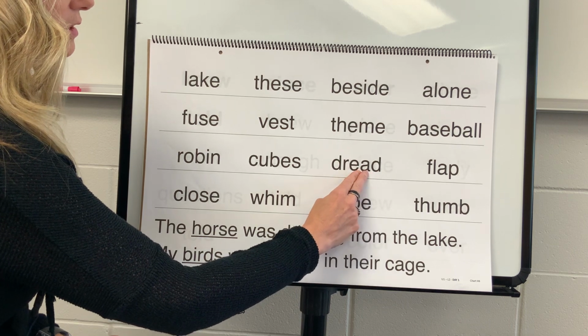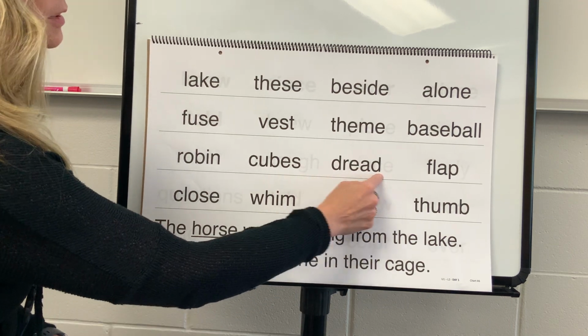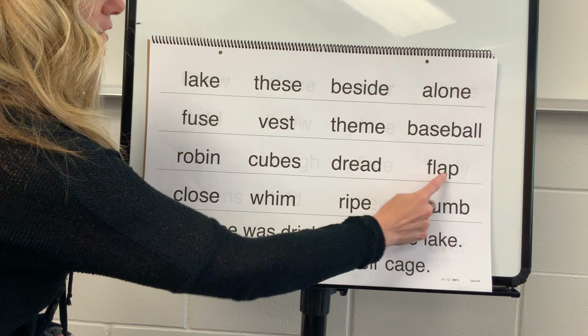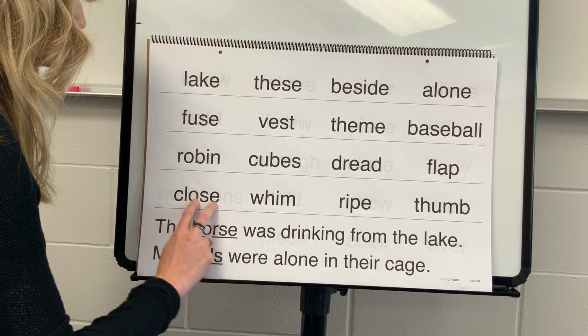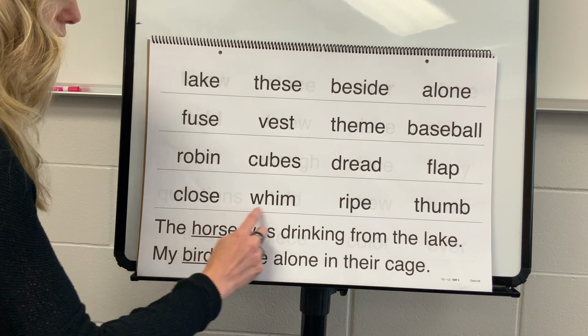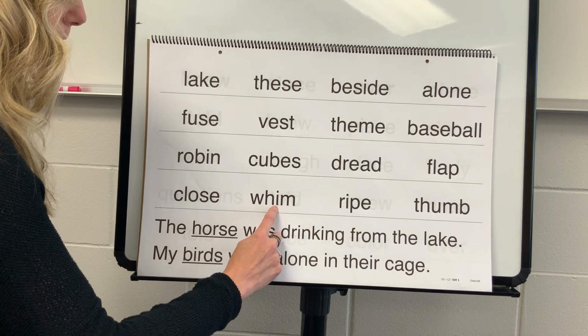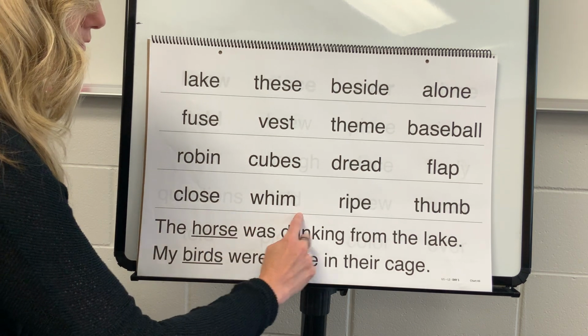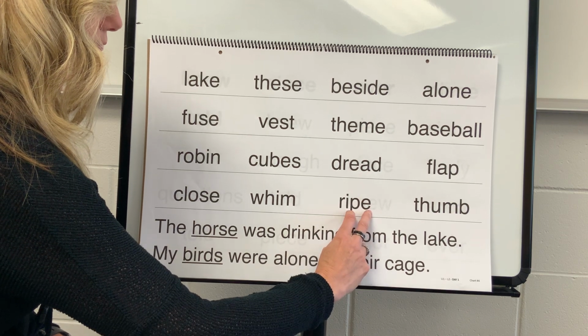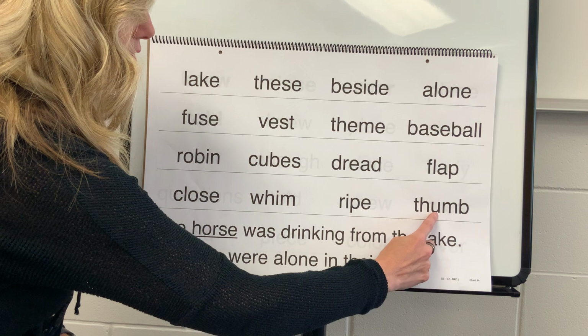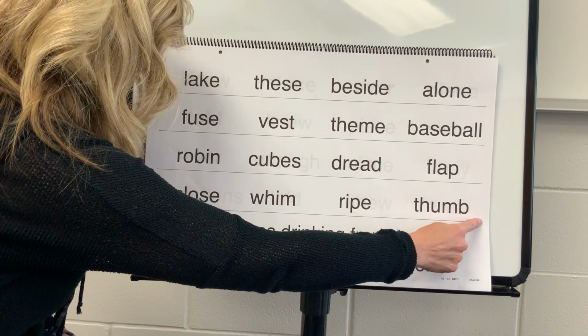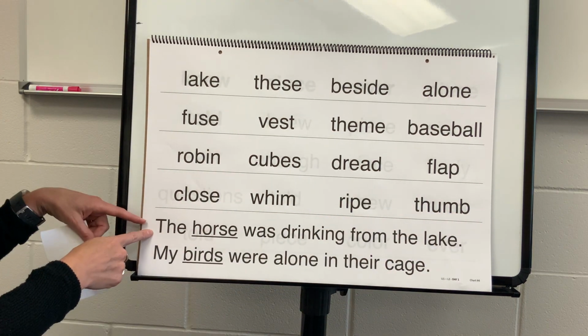Sound. U. Word. Cube. Add your ending. Whole word. Cubes. Yes, cubes. Sound. A. Word. Dread. Sound. A. Word. Flap. Sound. O. Word. Close. Sound. I. Word. Whim. Sound. I. Word. Ripe. Sound. U. Word. Thumb.